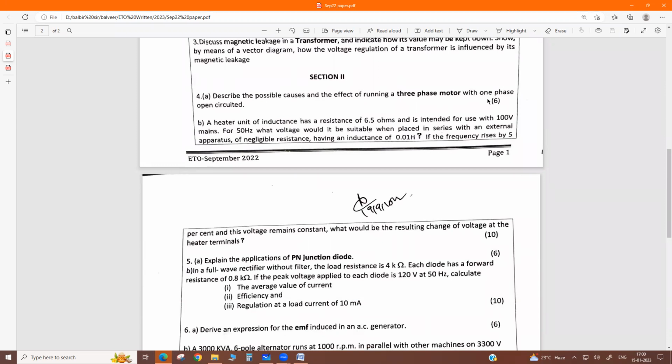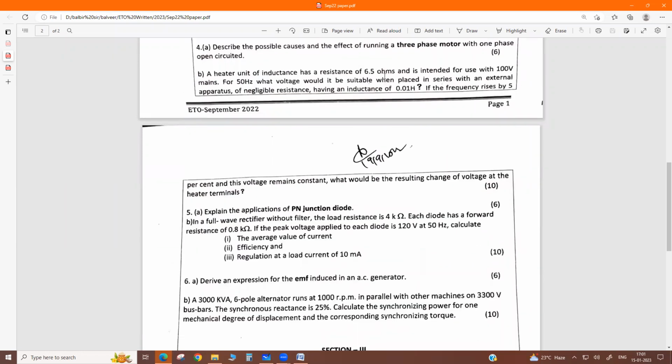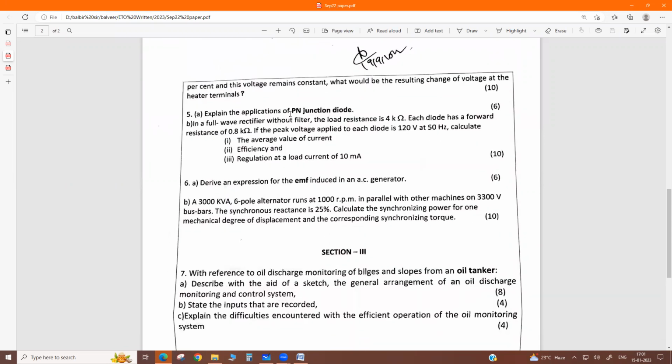Now, running a three-phase motor, if one phase is open, then it is single phasing. What are the effects and causes of single phasing? Heating of the motor. The rotor may be damaged because due to the negative sequence component, slip is double, and copper losses are slip times the rotor input. Then this question we solved yesterday, this numerical. Correct.